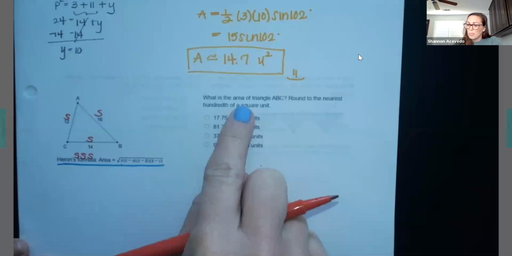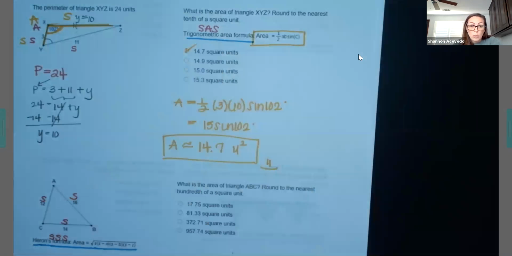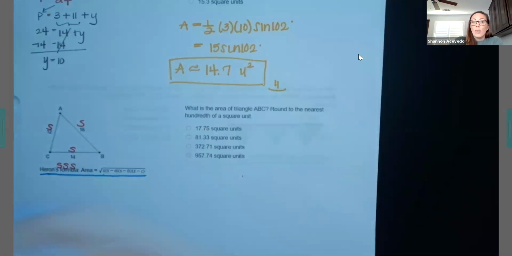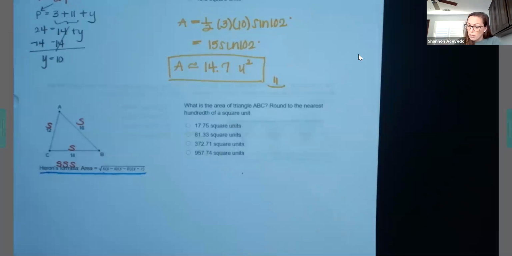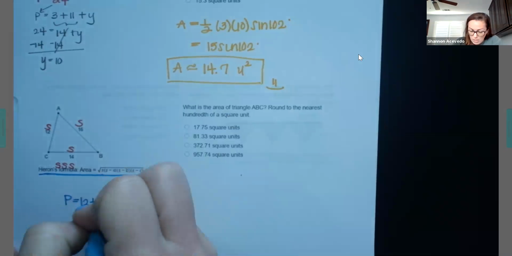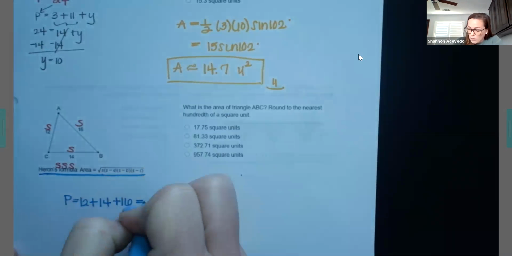So they are all over the place in regards to your rounding, so just be aware. Luckily, it's multiple choice, so it's going to have it set as one way or the other. So I go ahead and I plug in my values. Now, when we talk about this S, remember that S is half the perimeter. So I'm going to start off by figuring out, well, what is my perimeter? So P is equal to 12 plus 14 plus 16. I add them all up and I'm going to get 42.